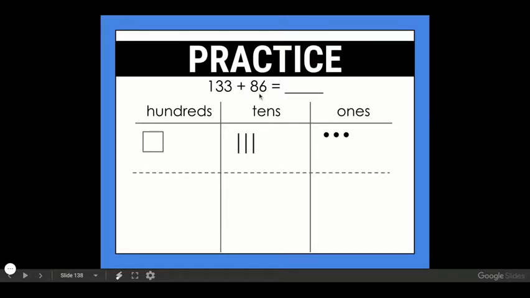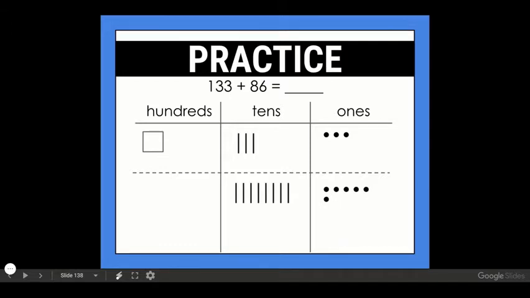Next, we're going to build 86. Do I have any hundreds? Nope. I do have 8 tens though. 1, 2, 3, 4, 5, 6, 7, 8. And I have 6 ones. 1, 2, 3, 4, 5, 6.